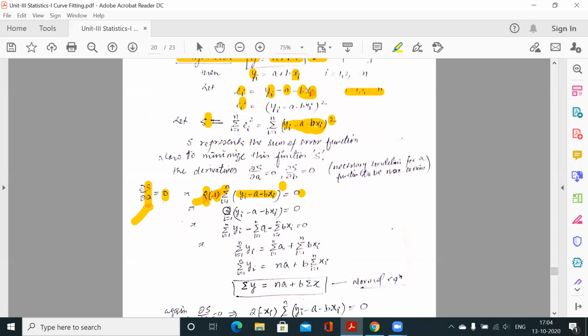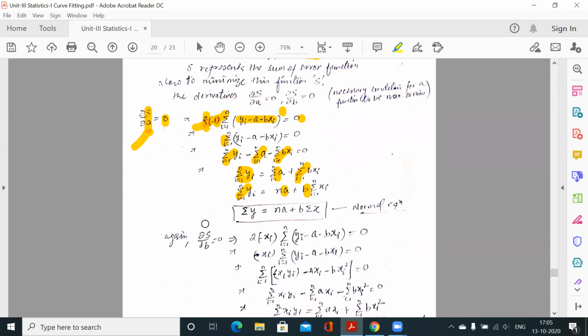Now applying summation in the bracket, so first is summation yi minus summation a minus summation b xi. Now we have to keep these terms on the right hand side, so summation yi is equal to, this will be positive, summation a and summation b xi. Summation a is adding a n times, from 1 to n, and a is constant, so a plus a up to n times, so what we will get, na. Similarly this b is constant, so we can take this out of the summation. Now summation xi.